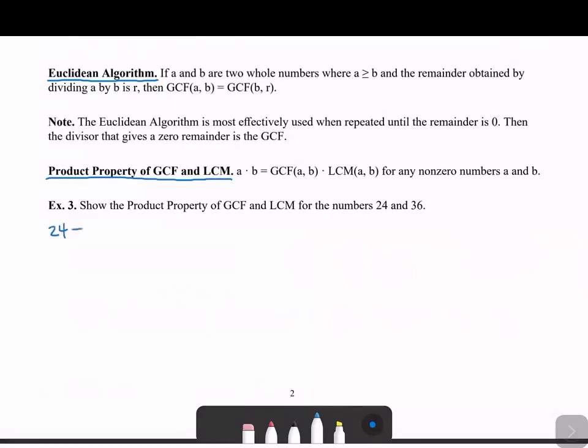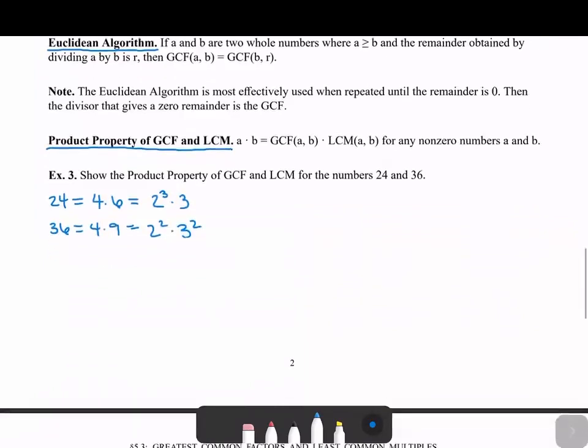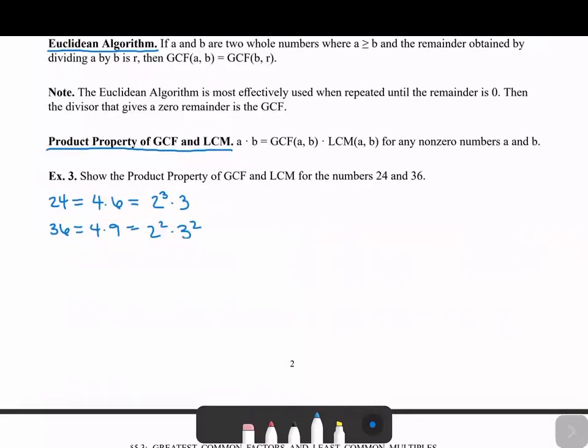So we can say that 24 is 4 times 6, which 4 is 2 squared, and 6 has a 2 and a 3, so this is 2 cubed times 3, and 36 is 4 times 9, which is 2 squared, 3 squared. Okay, so we want to find the GCF and the LCM. So I'm going to do another example using this Venn diagram just because I felt like the other one was kind of small.